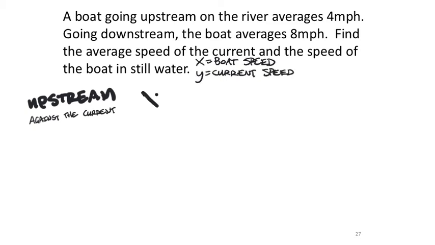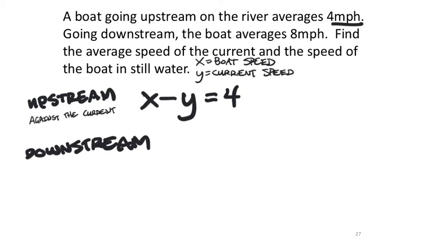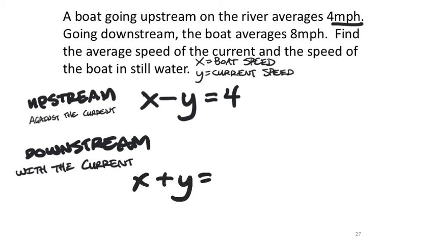So upstream is where you take the speed of the boat, and you'd have to take away the speed of the current. And it even tells us up here that upstream there is 4 miles per hour, so that'd be 4. Then you got downstream. And downstream, as it turns out, is with the current. So that means you'd have to take the speed of the boat and add the speed of the current, which is showing up here as 8 miles per hour. And again, this one sets up just like it did with the airplane one in the last example, where the y's are already set up. A negative 1y and a positive 1y, they're already set up to eliminate.